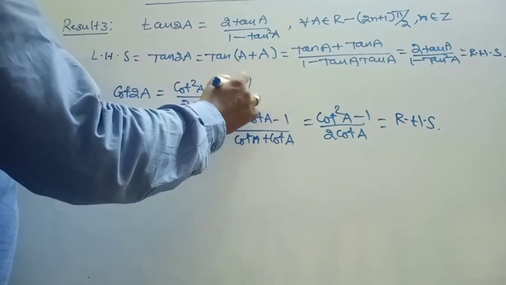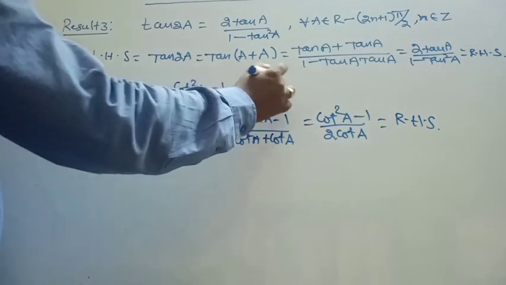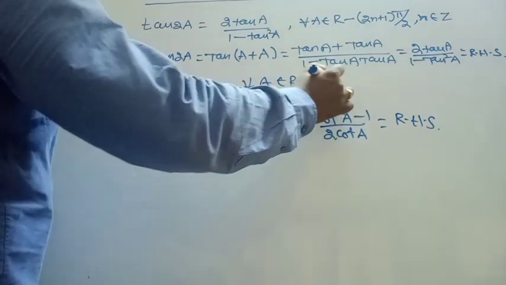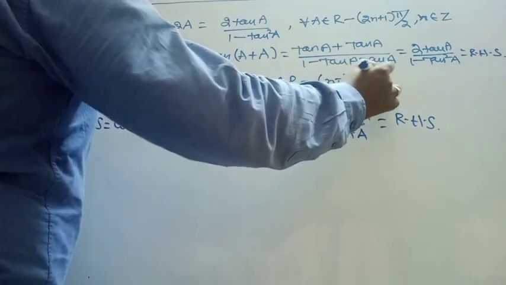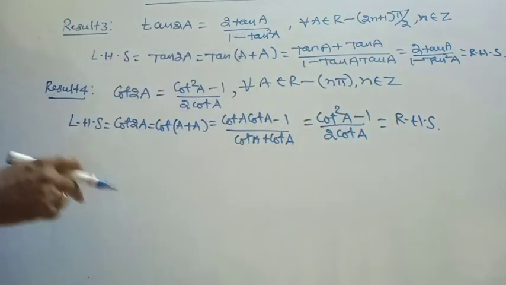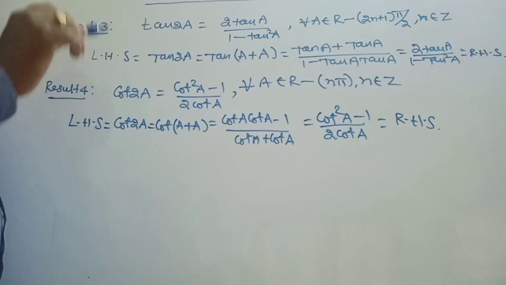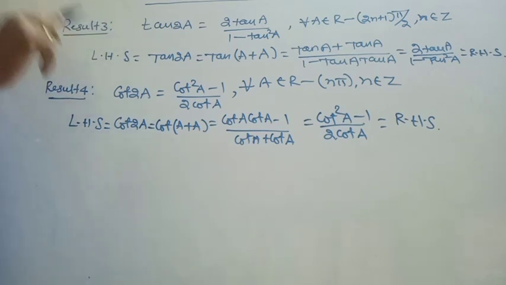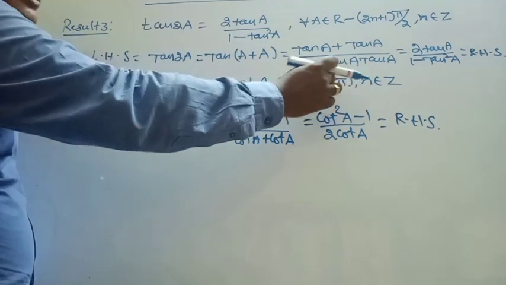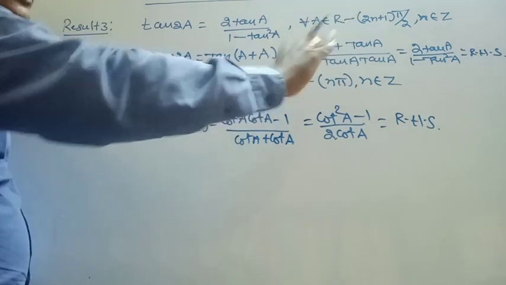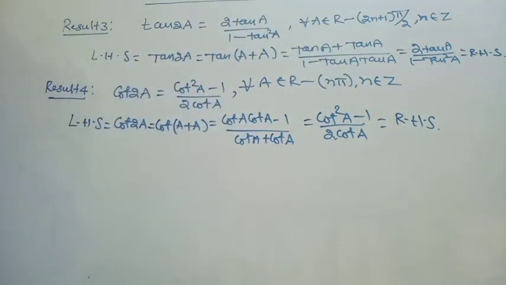And also one thing you have to remember, here a belongs to R minus n pi, where n belongs to Z. Cot a is not defined at multiples of 180 degrees. That's why all those multiples of 180 degrees we are removing from the real number line. Like this we have got these beautiful results, my dear students.